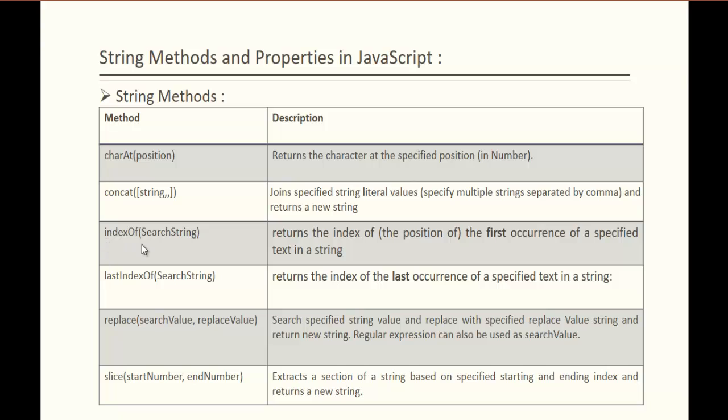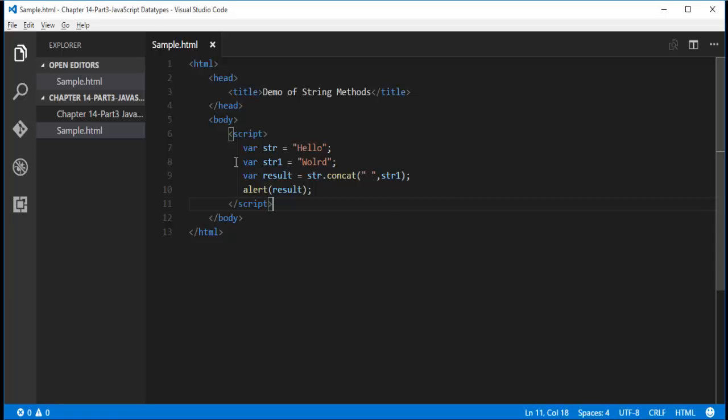And coming to indexOf, what is this indexOf going to return? It returns the index of the first occurrence of the specified text in the string. Now let me go and show you the demo of that. It's very simple. What I'm going to do is I'm going to just remove all these things.